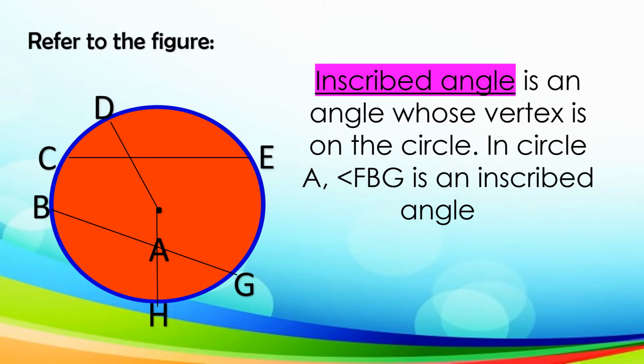Another term related to a circle is inscribed angle. Inscribed angle is an angle whose vertex is on the circle. In circle A, angle FBG is an inscribed angle. So meaning yung vertex niya ay nasa circle, unlike yung central angle na ang vertex ay nasa gitna ng circle.